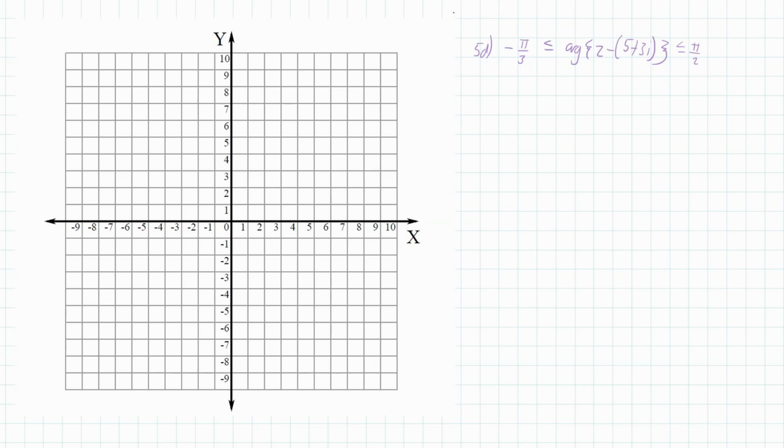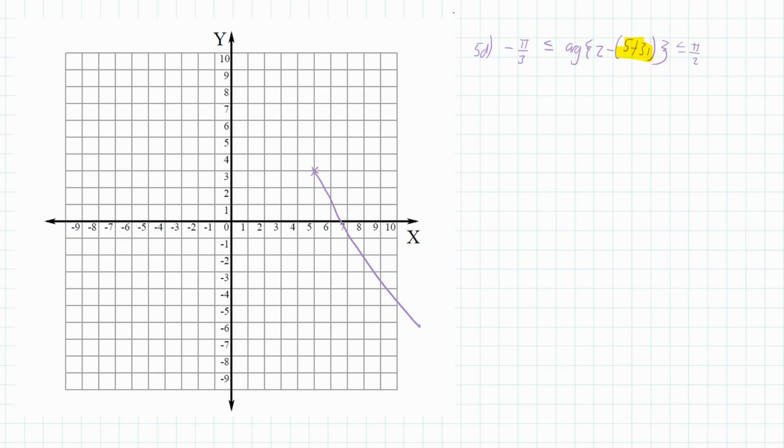First of all, the first step is to plot this. So I'm going to plot 5 plus 3i. 5 plus 3i is here. Now, I've got a negative pi over 3 angle, which is negative 60 degrees. So what does that look like? Kind of like this, I think. That's roughly a negative 60 degree angle. You've got a protractor so you can get it right.